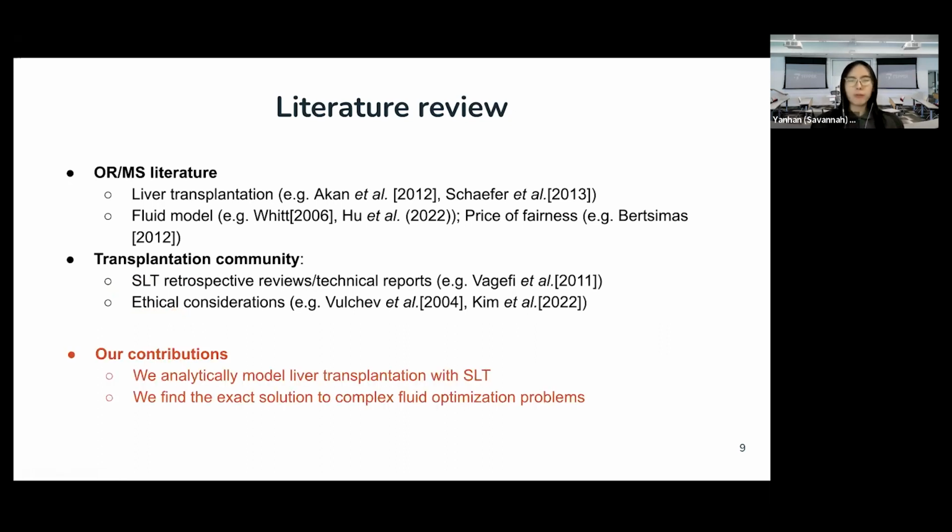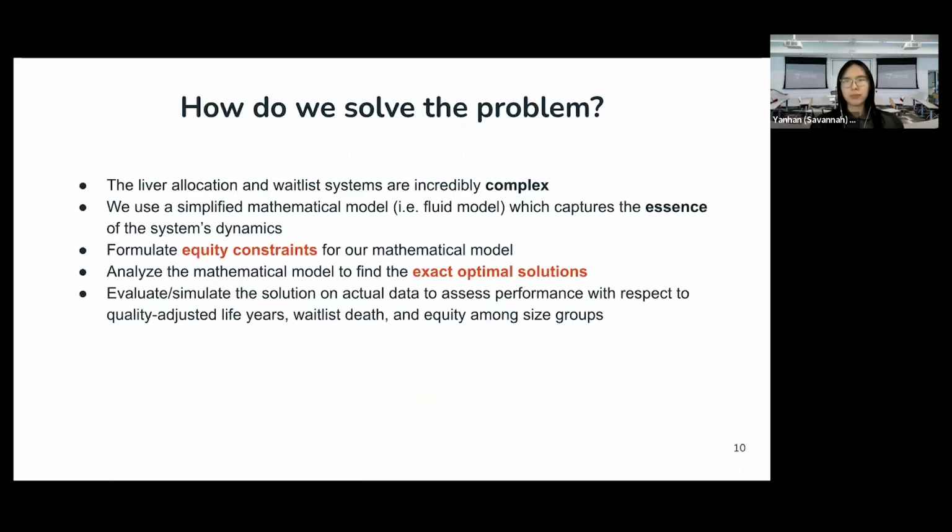We contribute to the field by being the first to analytically model liver transplantation with SLT, and we find the exact solutions to the complex fluid optimization problems, improving current methodology. How do we solve the problem? The liver allocation and wait list systems are incredibly complex.